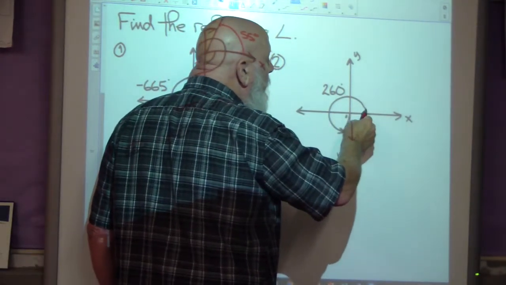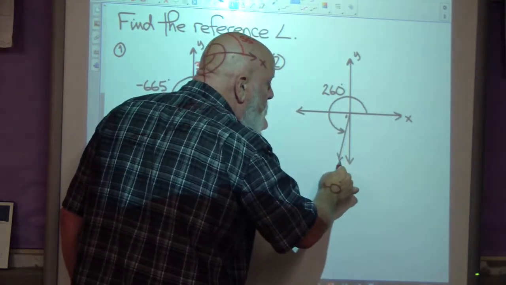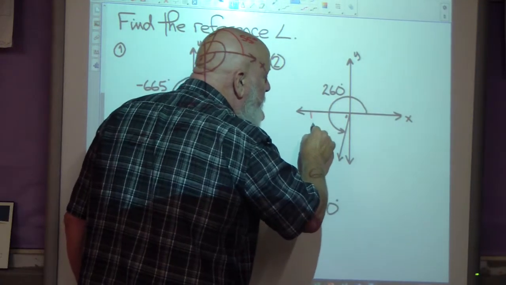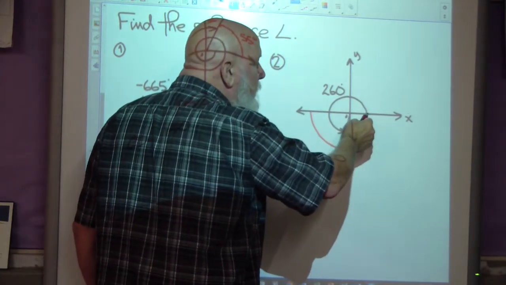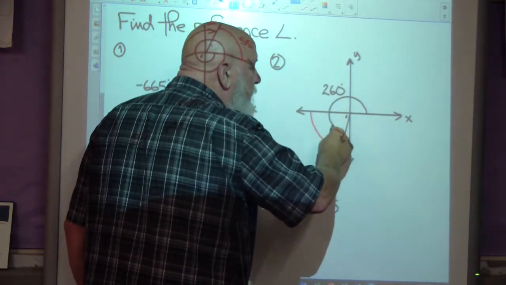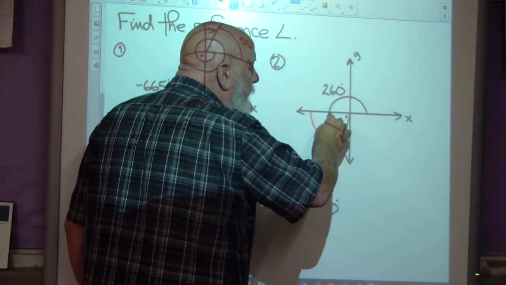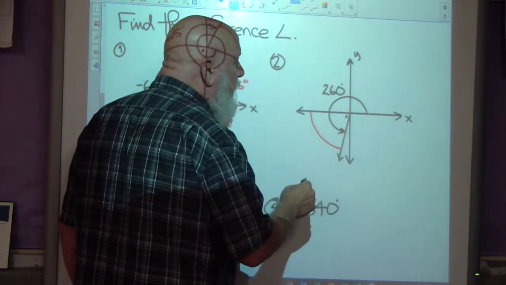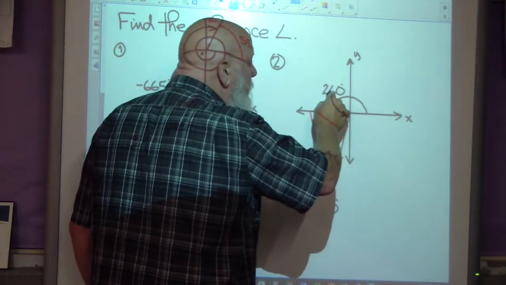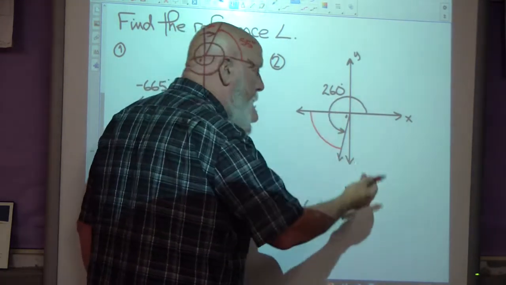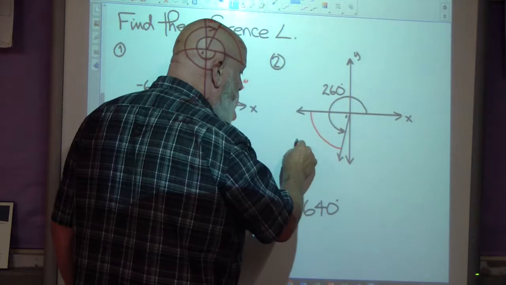The reference angle here, I'm rotating in a positive direction, and I want the angle between the terminal side and the nearest x-axis. I'm looking for the measure of this angle right here. Okay? So what I'm going to do is rotate. If this is a 260 degree rotation, I know that from here to here is 180. How much further do I have to go to get to 260? Well, that would have to be another 80. 180 plus 80 is 260, or you can go 260 minus 180.